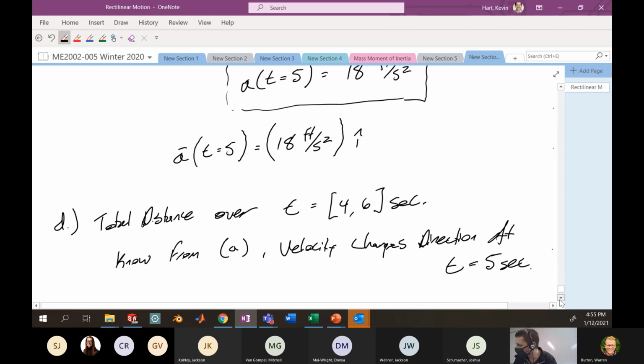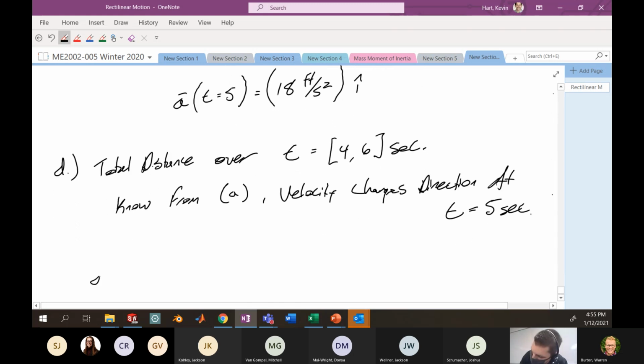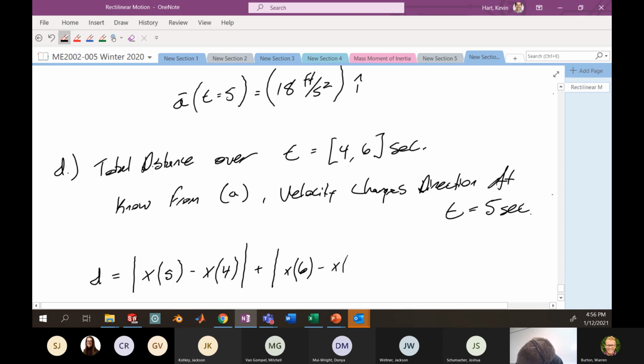So here, the total distance traveled, because of that positional difference, is the position of the particle at 5 seconds minus its position at 4 seconds, plus its position at 6 seconds minus its position at 5 seconds.